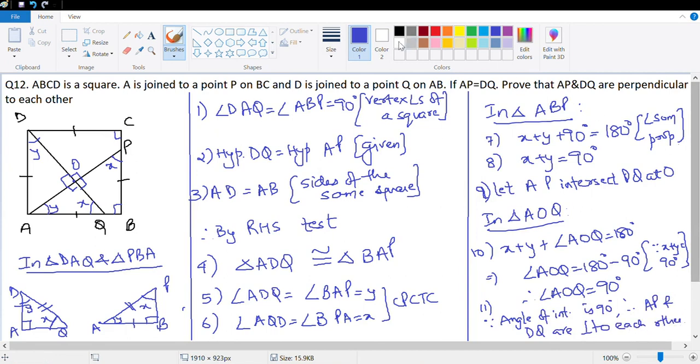Perfect. I hope you've realized that a lot of these questions involve 2x plus 2y is equal to 180 degree. That's a similar thing that we did here. Here we obviously did not do 2x plus 2y, but we realized x plus y is equal to 90, which means this angle would be 90.